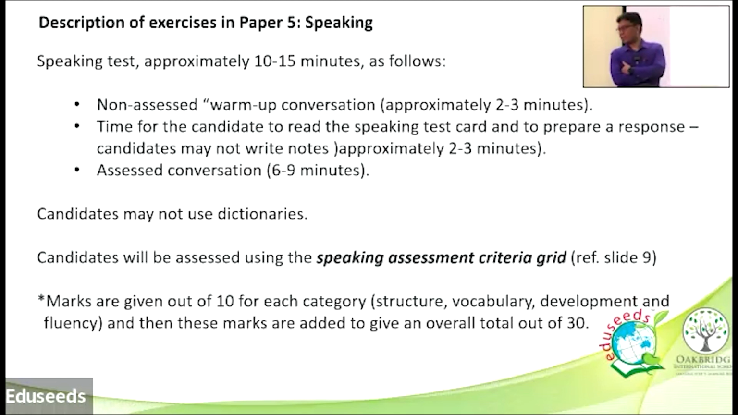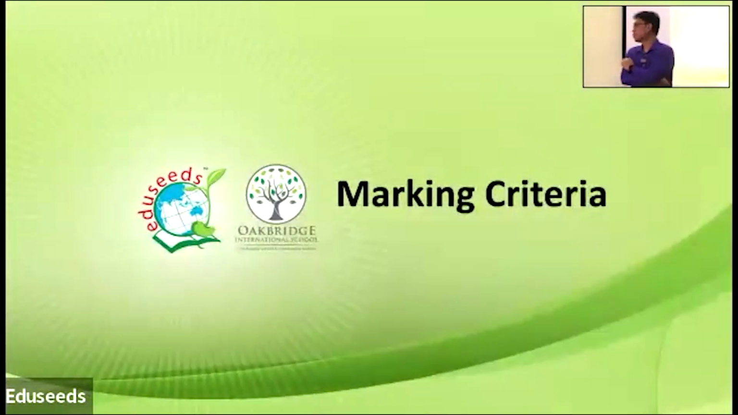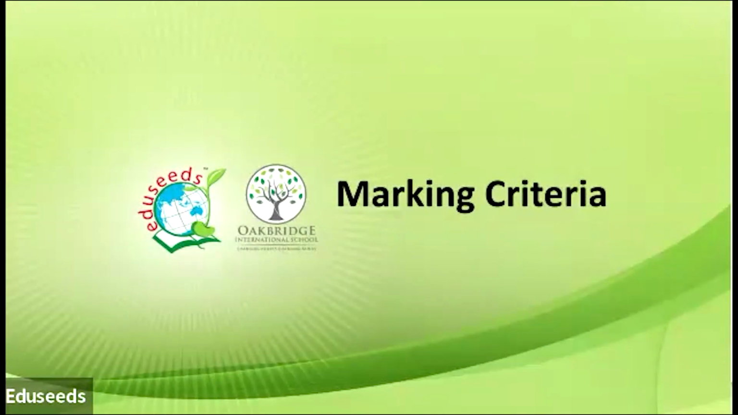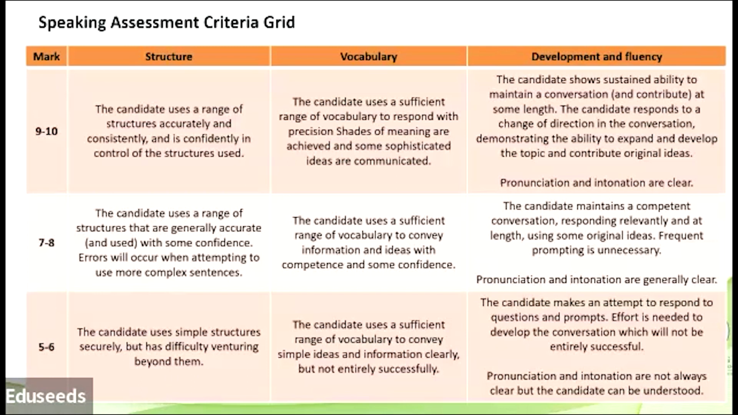For your speaking, marks are given out of 10 for 3 categories: structure, vocabulary, and development and fluency. 10 marks for each. These will be added up to give you an overall total of 30. Okay, moving to the next slide. Marking criteria. So the first column shows structure, the second column shows vocabulary, and the third column shows development and fluency.